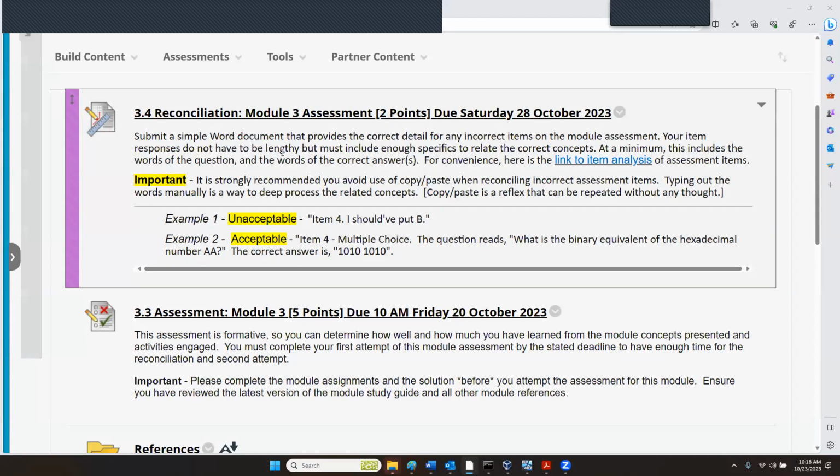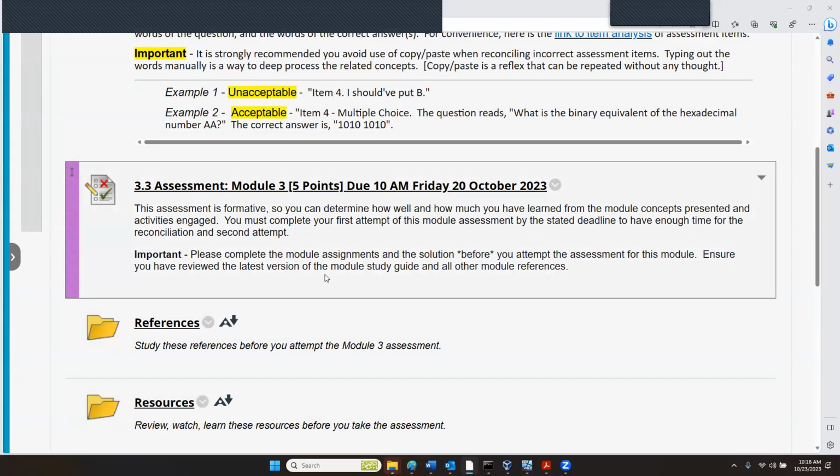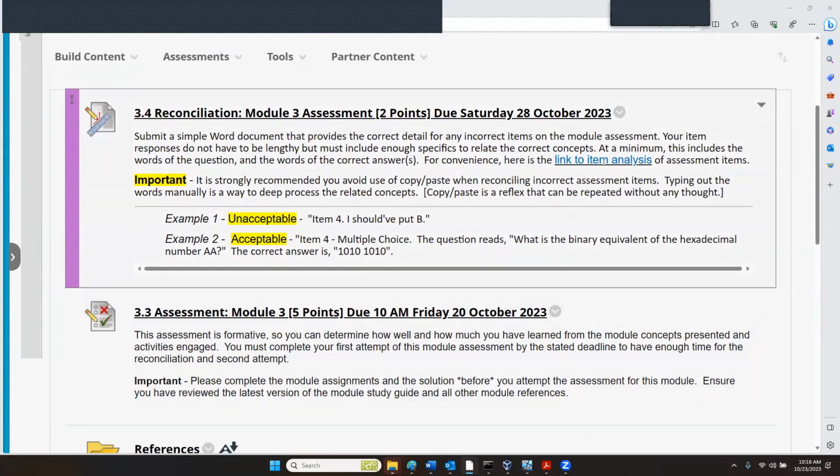Does everyone see the 3.4 reconciliation that's been posted? All right. In the resources folder after class, I will post the item analysis that we walked through on Friday. Excuse me, yes. You said module two? Now this is for module 3. If I said module 2, maybe I need another cup of coffee. I'm sorry. This is the reconciliation for the module 3 assessment.